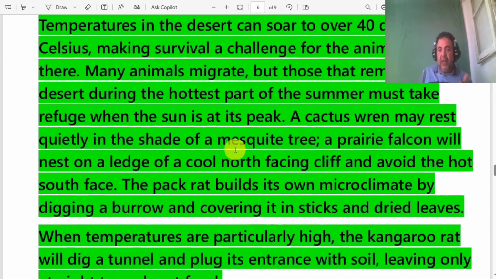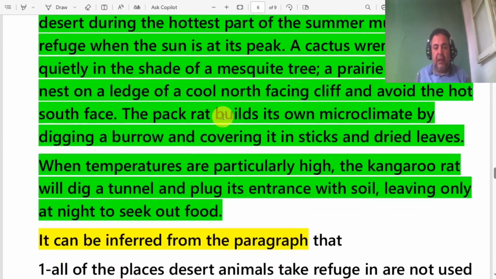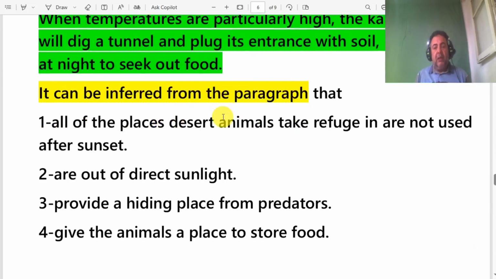Okay, and by the way, he's giving examples about some animals and plants like the cactus, the falcon, maybe some trees, prairie falcons, or kangaroo, something like this, okay? Let's move on to the question itself.